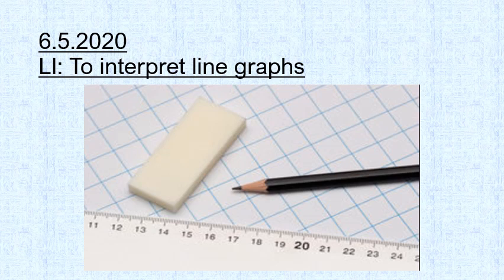For today's lesson, you're going to need a ruler, a pencil, an eraser, and paper. After you've got it all, write your date and learning intention neatly. The learning intention is to interpret line graphs. Pause here while you get that done.